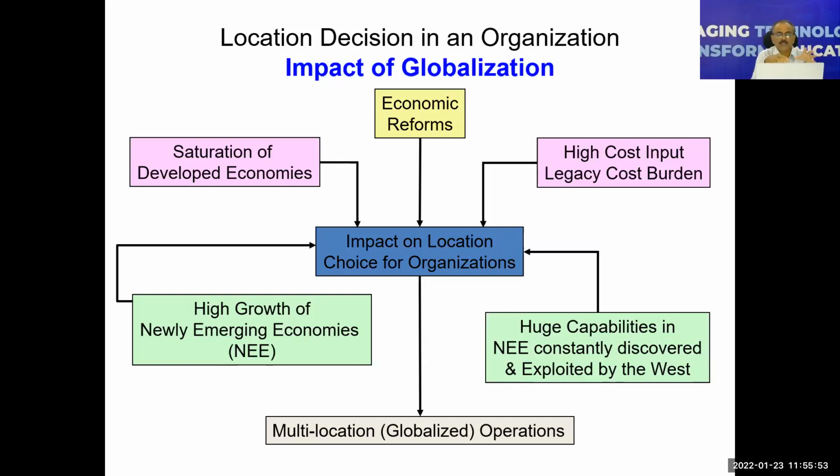So based on these, there can be a choice for all these multinational companies that they have multi-global, multi-location or globalized operations they are concerned. And you will see that many multinational companies nowadays are setting up their operations in many developed countries, many developing countries like India or China or other parts of the world.